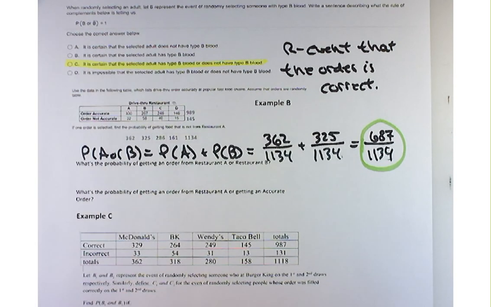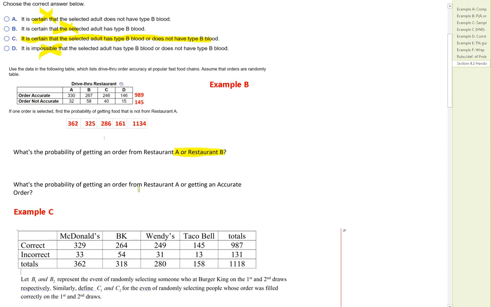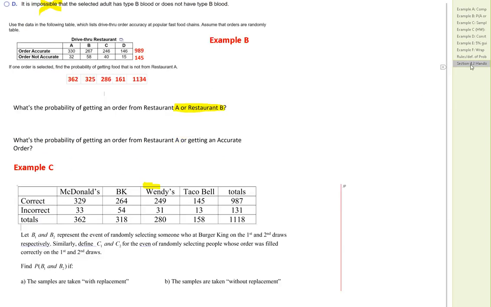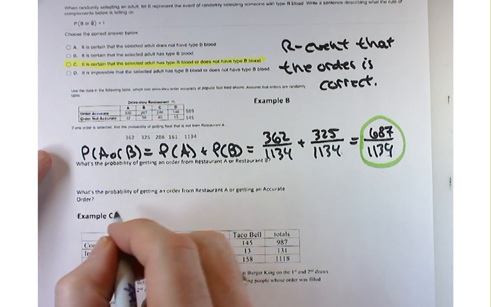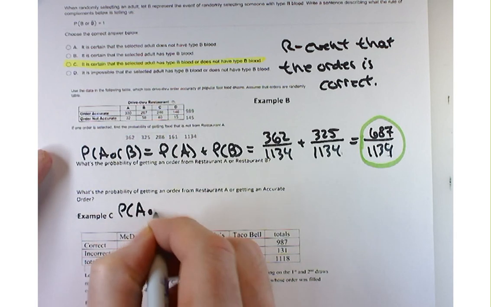Let's move down to the next one, where I'm a little more anxious to look at things. On the next one, we want the probability of getting an order from restaurant A, or getting an accurate order. For us, I use the notation R just because I wanted a letter that I wasn't already using. So the probability we're trying to calculate is the probability of A or R.